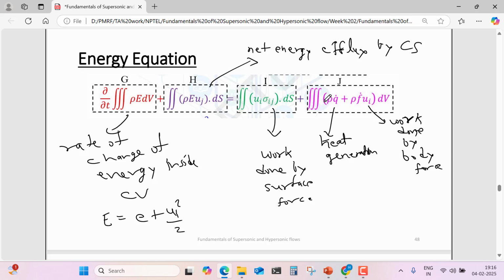Now we will see the energy equation. There are five terms. The first term is the rate of change of energy inside the control volume. The second term is the net energy efflux through the control surface. The third term is the work done by the surface force. The fourth term is the internal heat generation. And the fifth term is the work done by the body force. Here in the equation, E equal to e plus V square by 2.